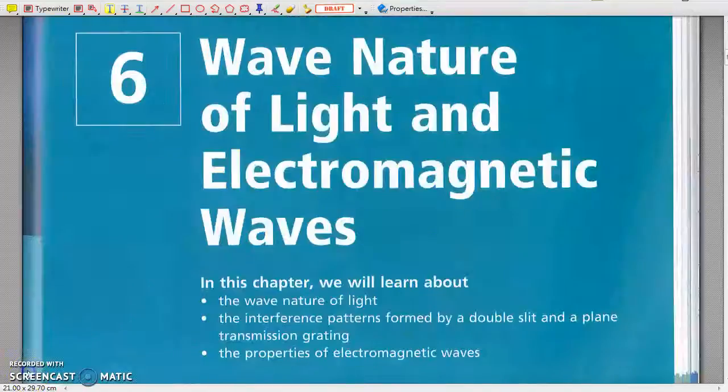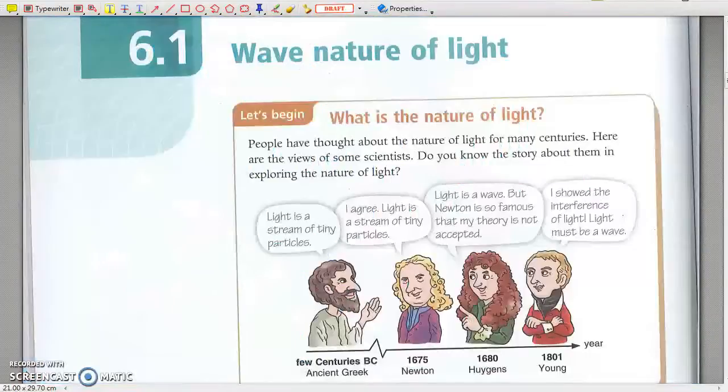Chapter 6. Wave nature of light and electromagnetic waves. Chapter 6.1. Wave nature of light. Let's begin. What's the nature of light?